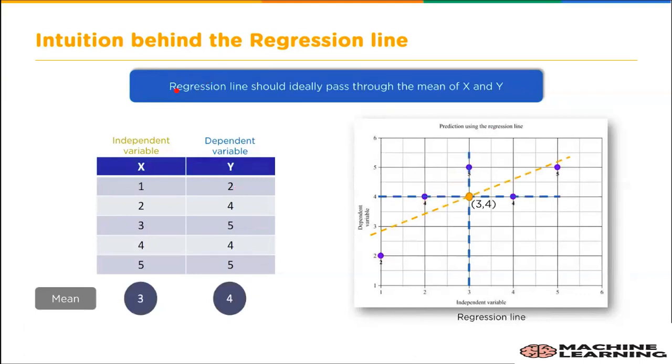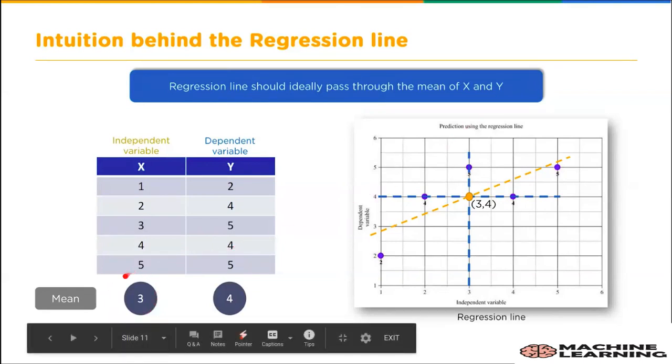What assumption? Regression lines ideally pass through the mean of x and the mean of y. So the assumption says that everything is fine. The line should ideally pass through the mean of x. I take all the values and divide by 5, because these are 5 numbers. Similarly, I take all the y values and divide by 5. So we get 3 comma 4. 3 is the x coordinate and this one is the y coordinate.